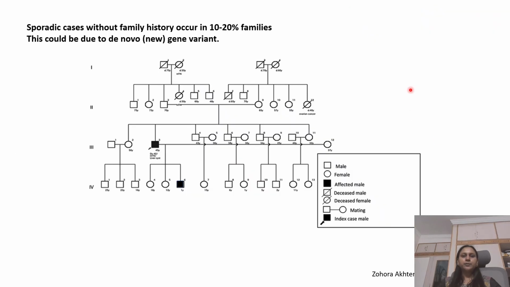An important counseling point is that sporadic cases without any family history occur in roughly 10 to 20% of the families. Much of this reflects de novo variants, that is, a mutation arising in a patient rather than inherited from a parent. The practical implication is that a negative family history does not exclude ADPKD. A de novo case still carries the standard 50% transmission risk to that patient's own children.